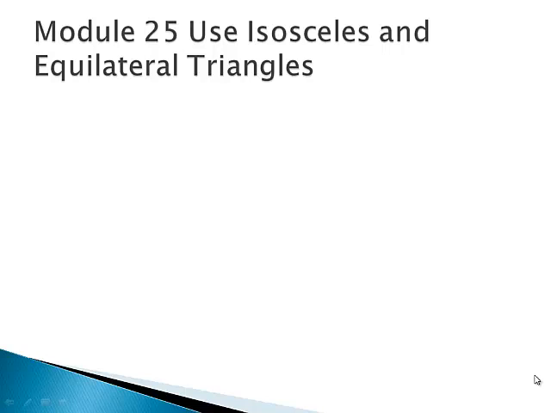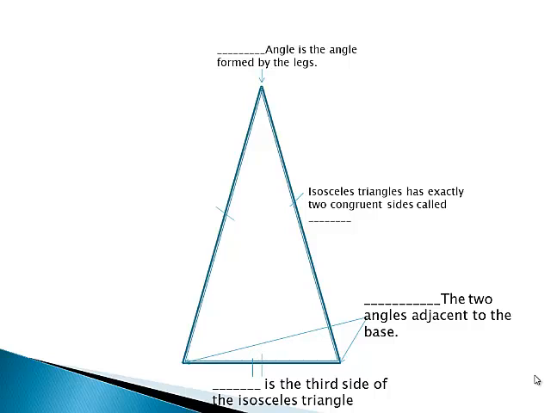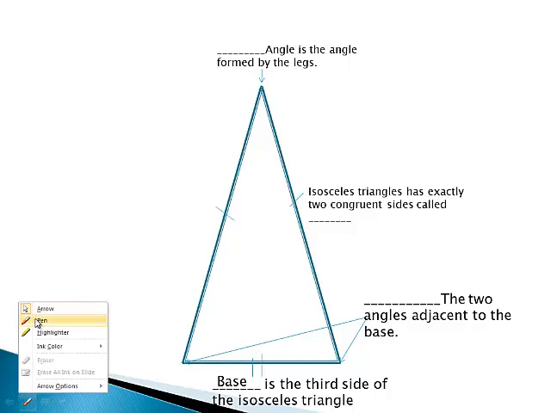This is module 25, use isosceles and equilateral triangles. We have to go into a little bit more depth on what an isosceles triangle is. If you remember the definition, at least two sides of the triangle are congruent. The one that is not part of the congruent sides, we call that the base. It's also the third side of the triangle.